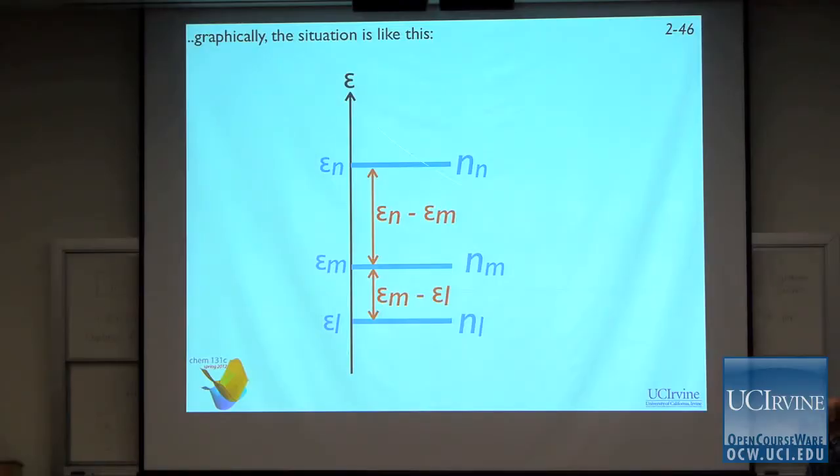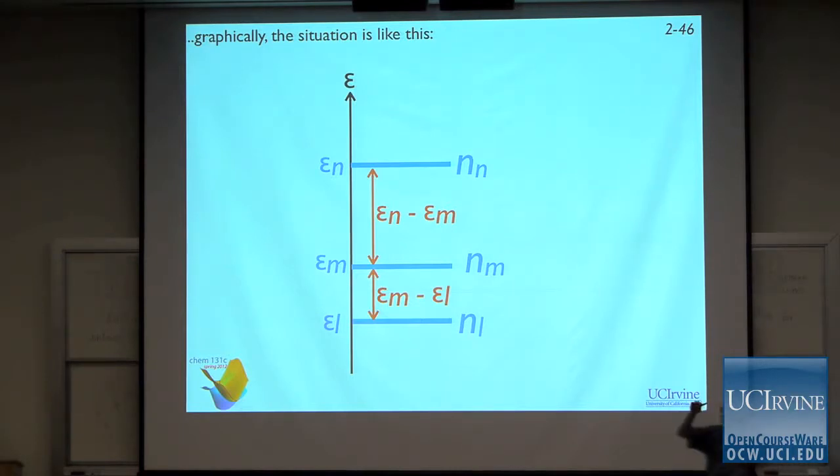How are you going to possibly do that? Well, here's what you do. Energy on this axis here. Here's our states, N, M, L. Here's the energy difference between M and L: the energy of M minus the energy of L. Here's the energy difference between N and M. It's just that difference right there. Graphically, this is our situation. There's a bunch of states below this and a bunch of states above this.